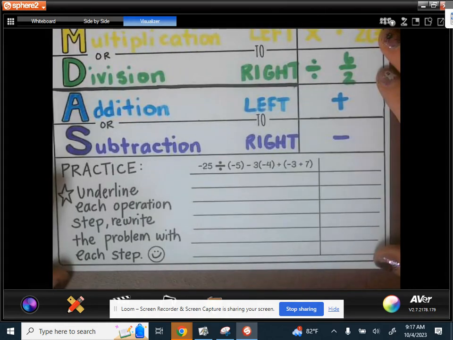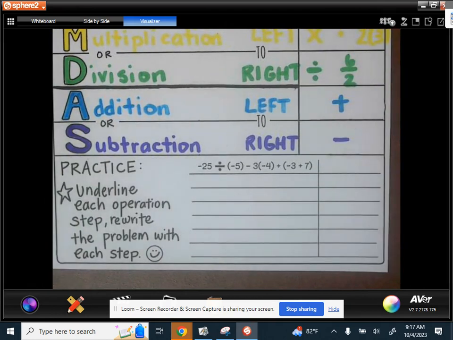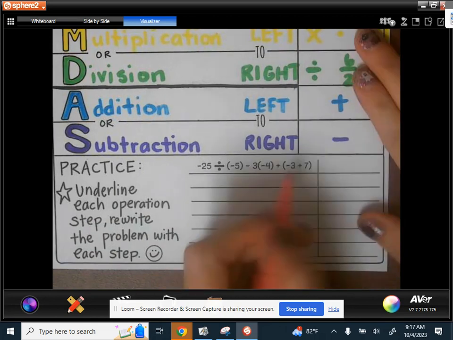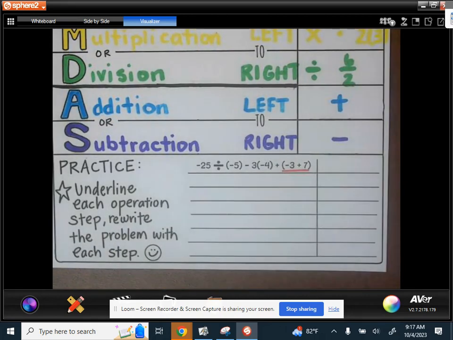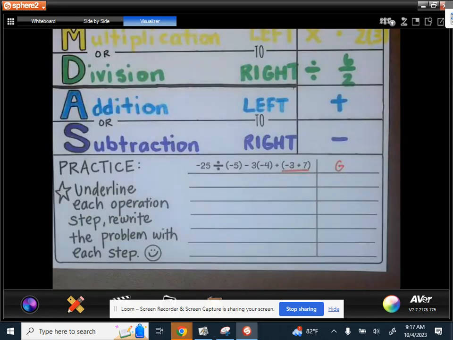So we've got this nice long problem. Negative 25 divided by negative 5 minus 3 times negative 4 plus parentheses negative 3 plus 7. Okay, so that can look a little bit overwhelming, but that's why we have GEMDAS to help us. So remember that the G in GEMDAS stands for grouping symbols. And we do have a problem that's inside of some grouping symbols. I always like to underline the part that I'm working on. So this is the G in GEMDAS. We're working what's in the grouping symbols.